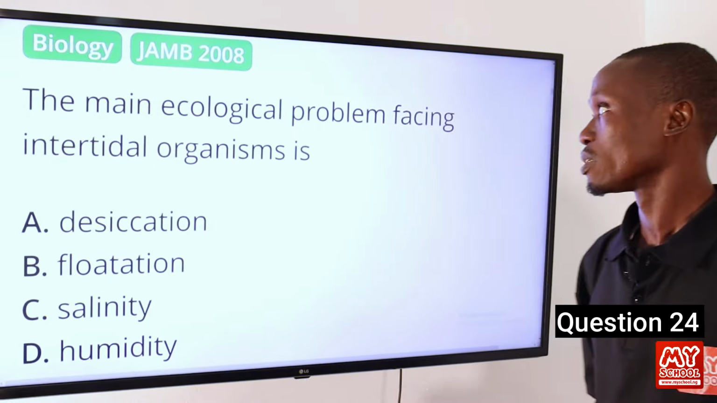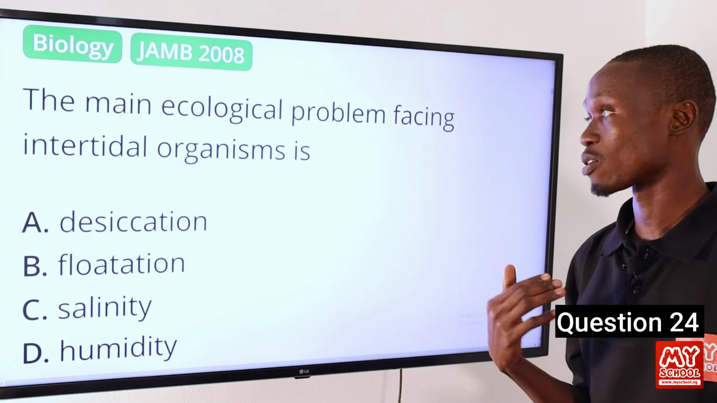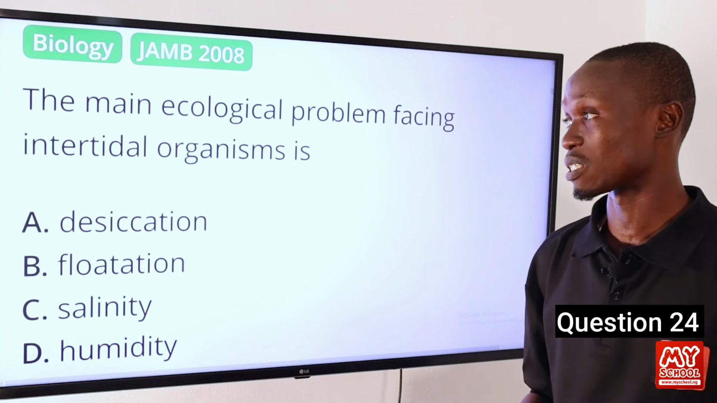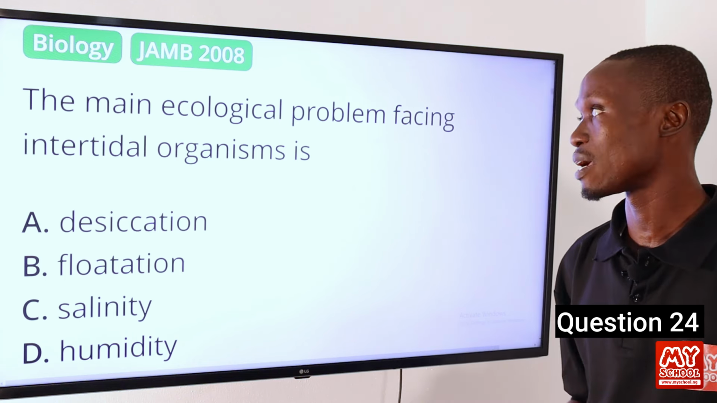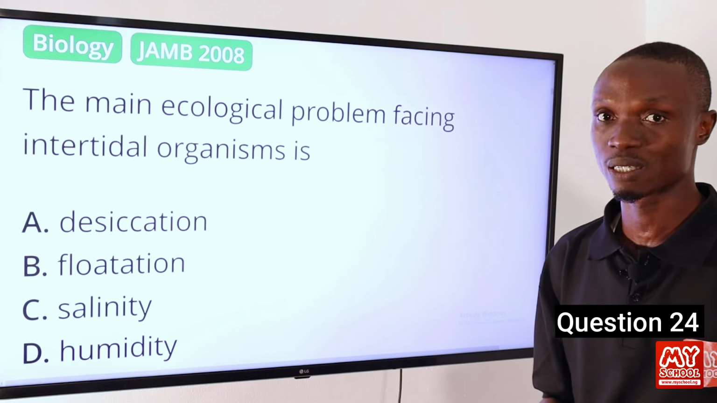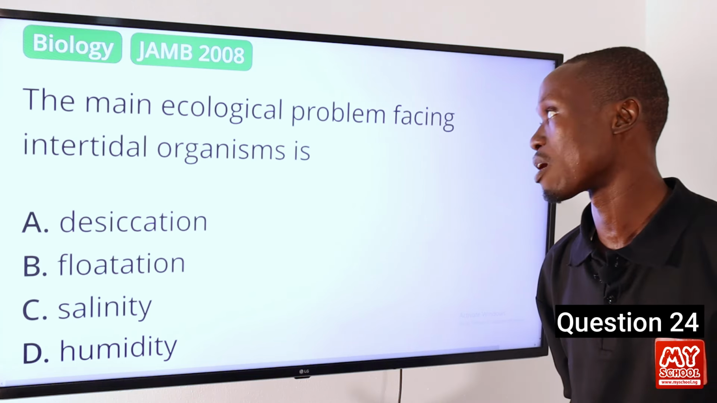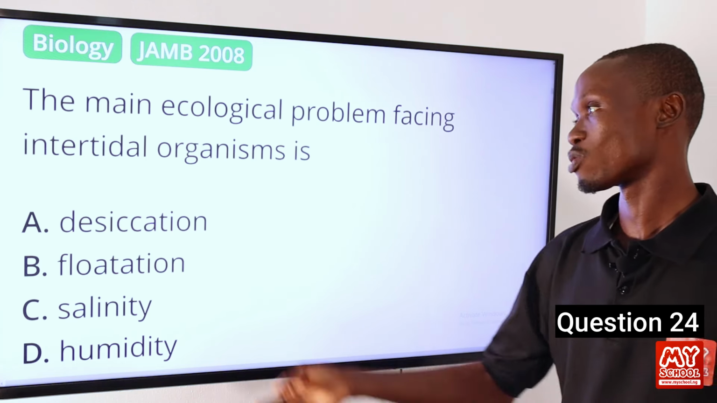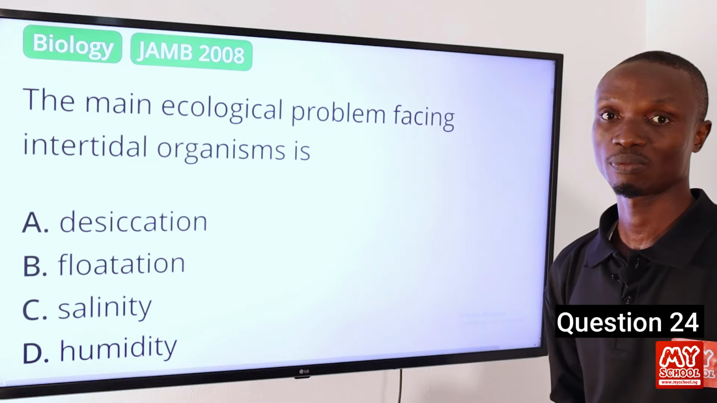Question 24. The main ecological problem facing intertidal organisms is, now, intertidal organisms are the organisms that are found in the intertidal zone. And the intertidal zone is the area between high and low tides where water meets the land. So seashore, shoreline crustaceans have a robust exoskeleton that protects them from desiccation or drying out and wave damage. Okay, so that makes option A the correct answer to this question, desiccation.